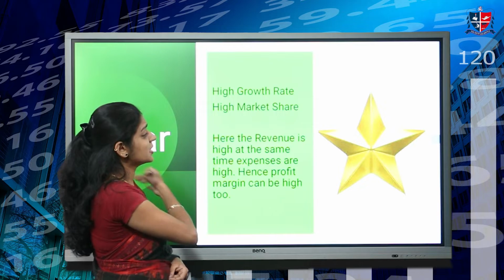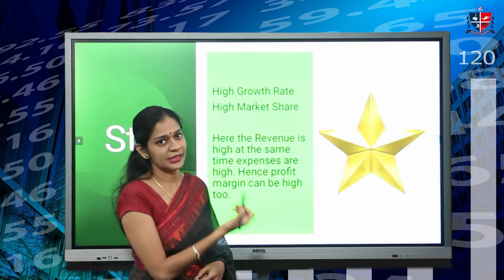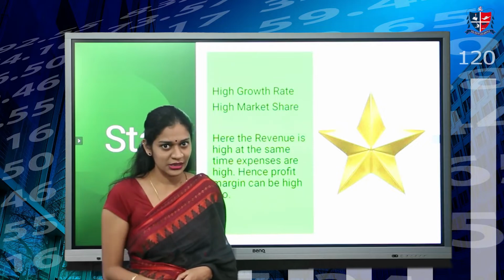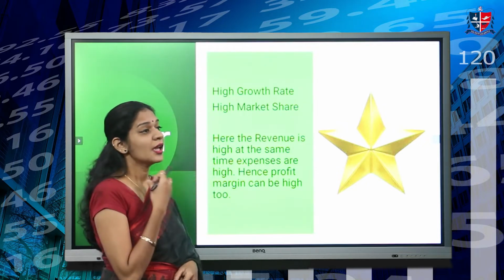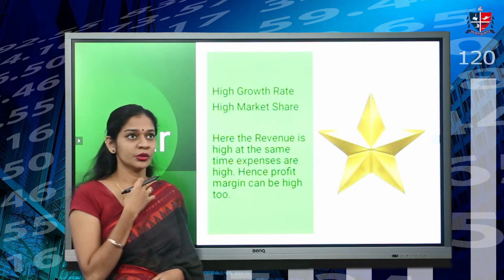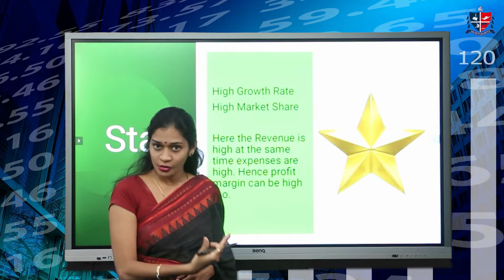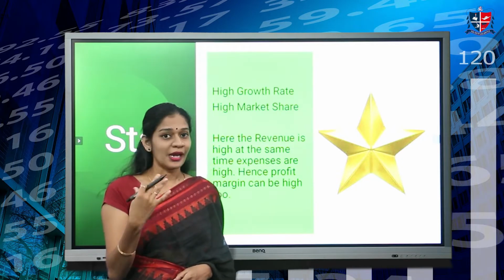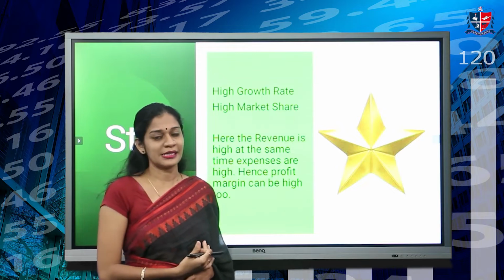From the BCG matrix, we can understand how much the product is growing, or how much the product has penetrated into the market. Imagine you are going to increase the growth rate of an organization. What will happen? You will have to invest more money. Investing more money means there are more expenses.